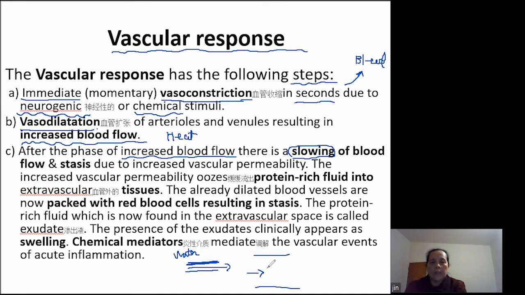And when blood flows slowly, it easily causes stasis locally. So that's basically what happens locally. And also some protein comes out. We see from the beginning it's mainly fluid, and then some protein comes out also. And certainly later on, maybe some blood cells will come out also, because with blood stasis blocking inside, the blood cells will go outside. So that basically happens.